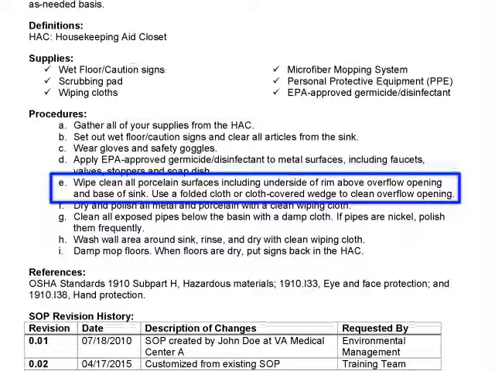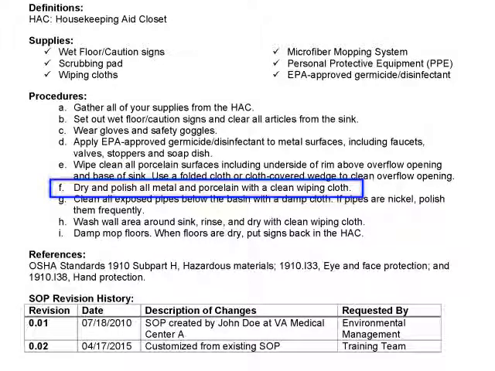Step E of the procedure displays. Wipe clean all porcelain surfaces, including underside of rim, above overflow opening, and base of sink. Use a folded cloth or cloth-covered wedge to clean overflow opening. Marissa proceeds to wipe the rim, sink base, and overflow opening. Be sure not to miss the underside of the rim or the overflow opening. You may need to use a wedge covered in cloth to reach certain hard-to-reach areas.